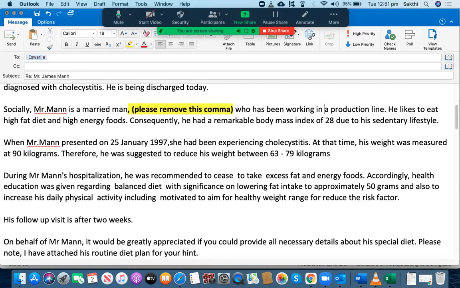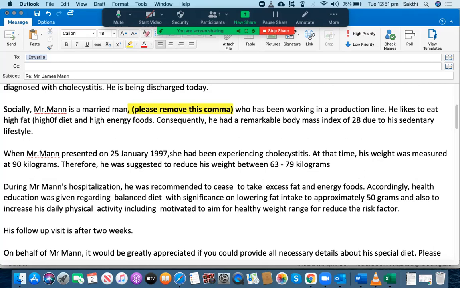Let's go to the next one. He likes to eat high-fat diet and high-energy foods. When you write down high-fat, you have to use a hyphen in between. So it's going to be high-fat diet. This is how you need to write it, because it's going to be one word with the hyphen in between. The same thing is applicable here as well: high, then hyphen, then energy. High-energy foods.